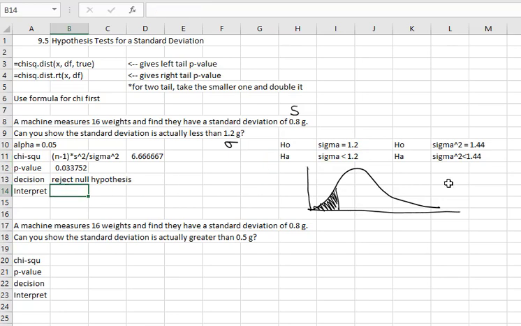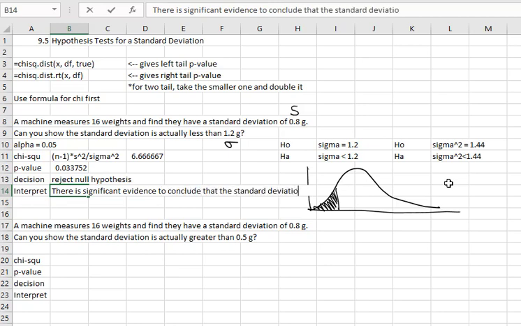So our interpretation puts that alternative and our success in context. There is significant evidence to conclude that the standard deviation of weights made by the machine is less than 1.2 grams.